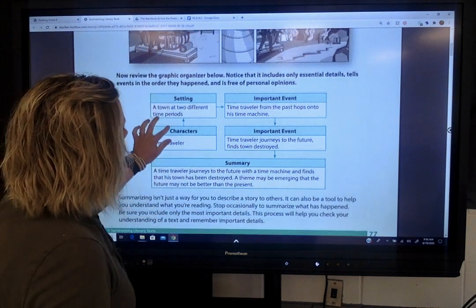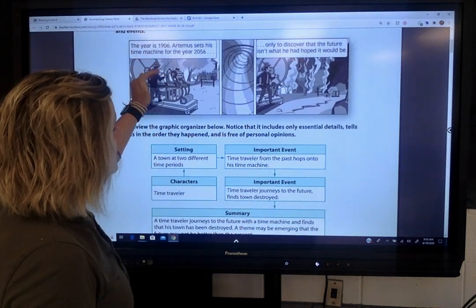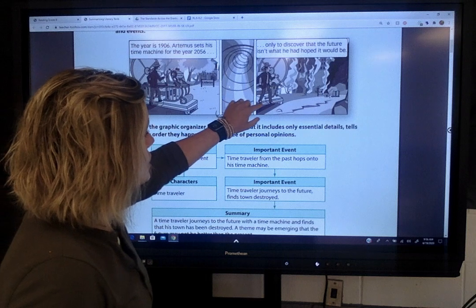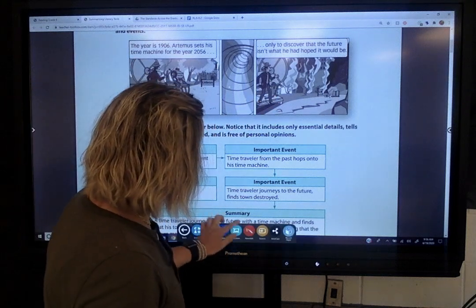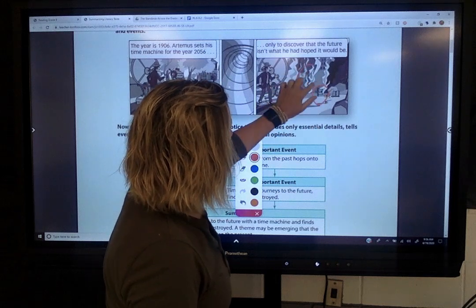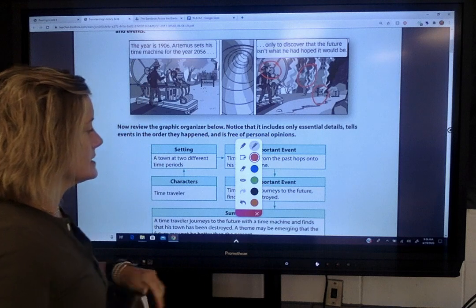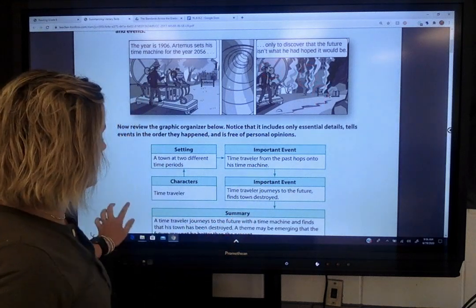And you have all of these clues and these details. Here it tells you exactly where he is and what year he's going to. And especially looking at this picture, things are burnt up. There's fire. Even the look on his face tells us that he is surprised and not happy with what he sees.